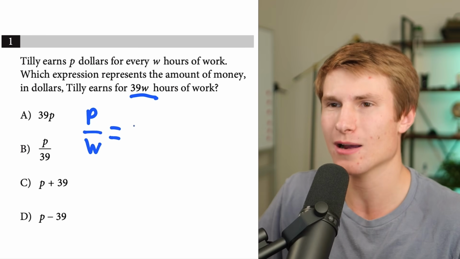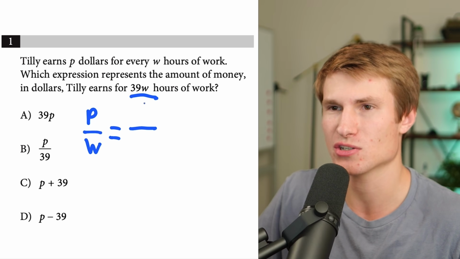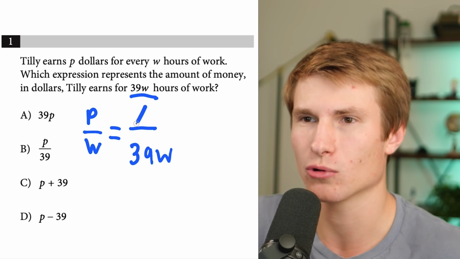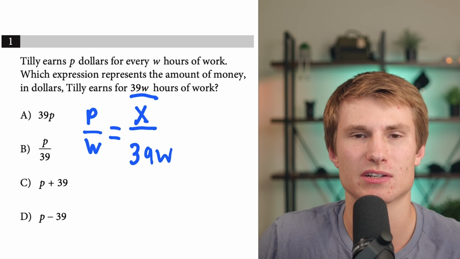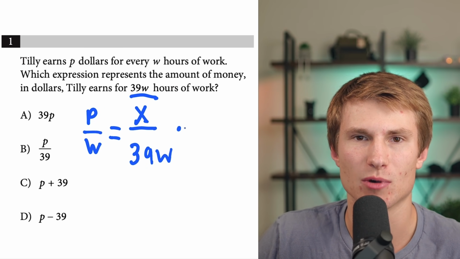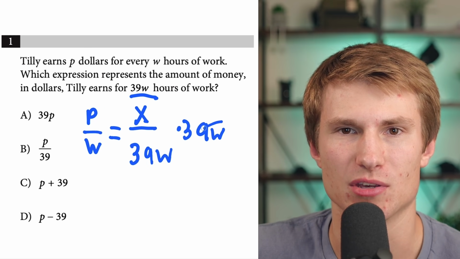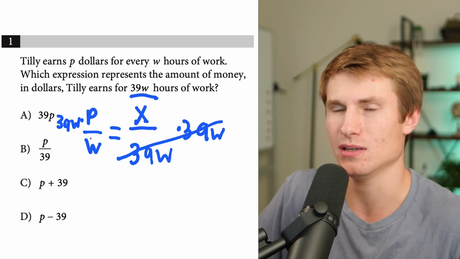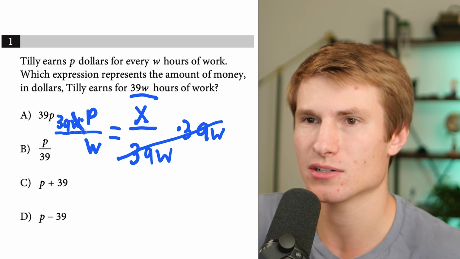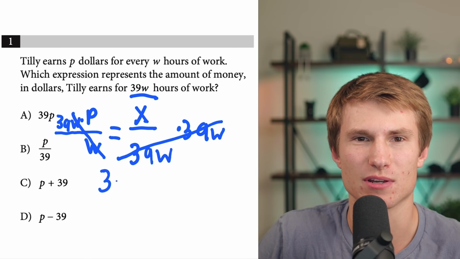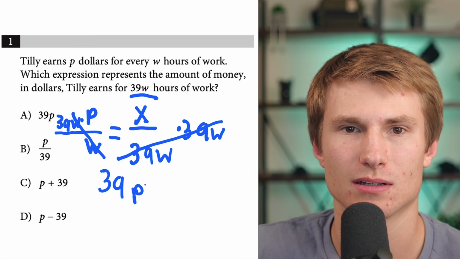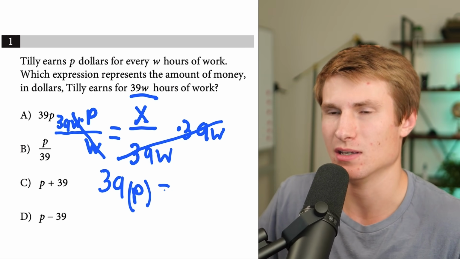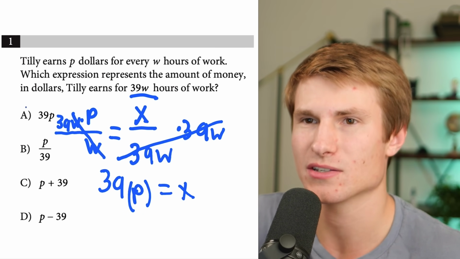And we know that we can set that proportion equal to the amount that she's earning per 39 W hours of work. And now on our numerator, we'll just have that labeled as x, and that's what we need to solve for here. So to isolate x, we'll multiply both sides by 39w. So now we have 39w times p all over w is equal to x. Now we see our w's are going to cancel, and we're going to be left with 39p. Keep in mind that that is p, so I'm going to put it in parentheses just to make it clear. So 39 times p is equal to x. And we see that that is going to be answer choice A.